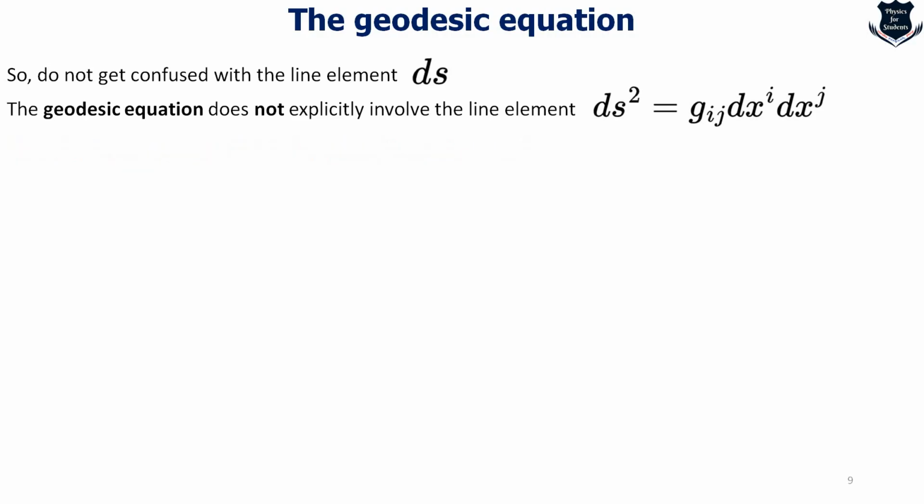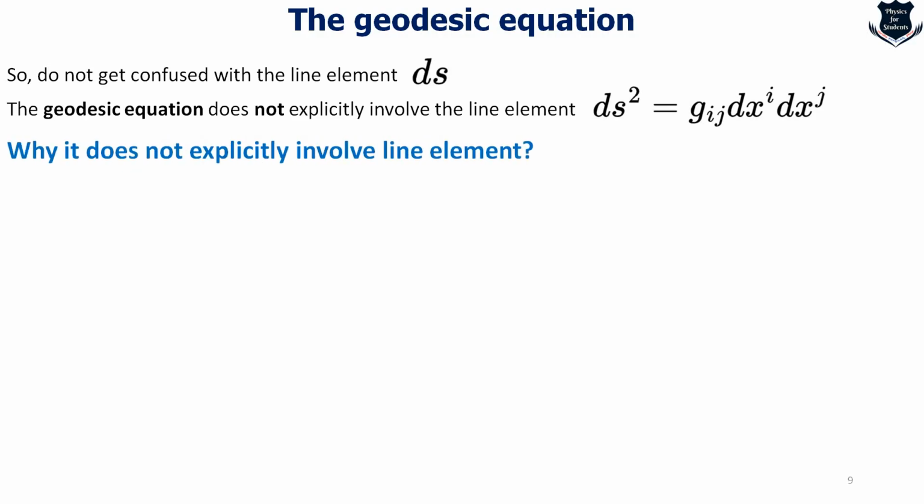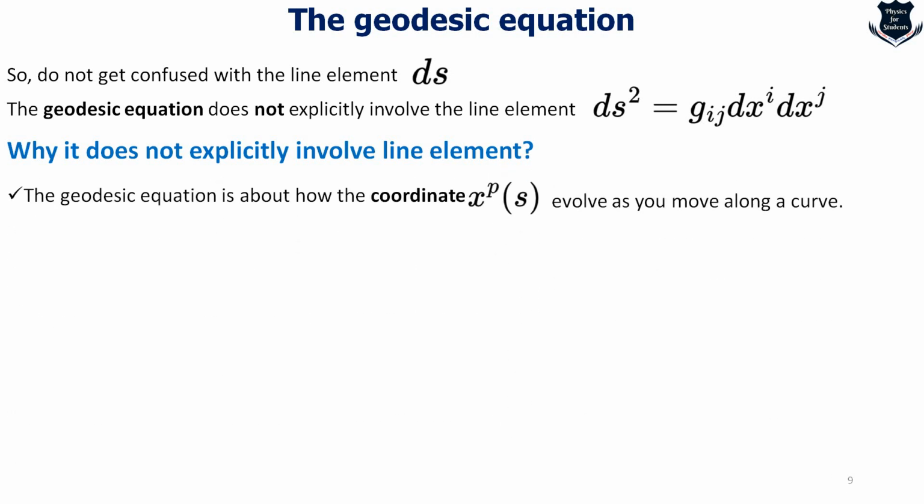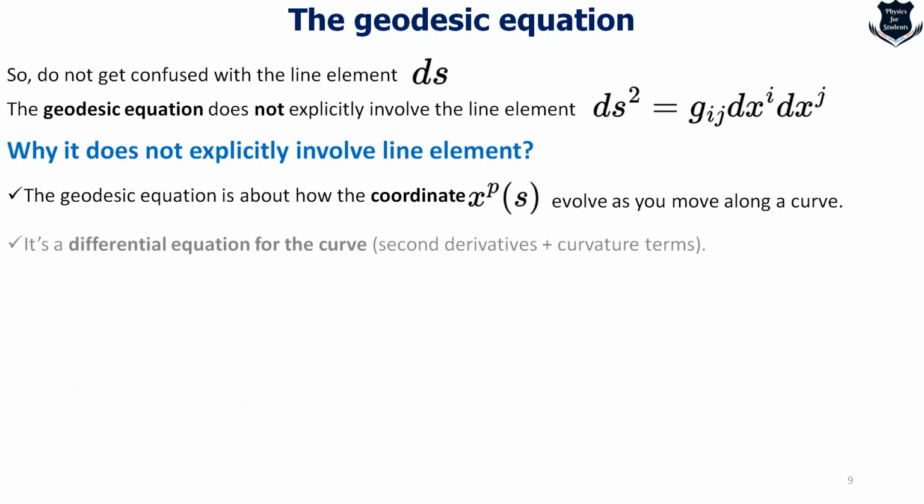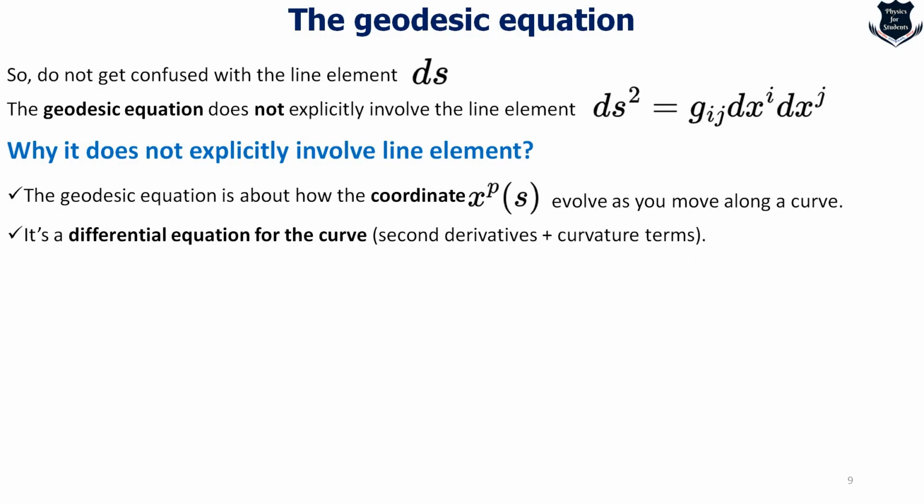Now, you might have a question that why it does not explicitly involve the line element. The reason is that the geodesic equation is all about coordinates. So we use calculus, that means we are using local coordinates which evolve as you move along a curve. It is a differential equation for the curve, that means second derivative plus the curvature terms, and all it needs is nothing but a parameter along the curve, the affine parameter s, and the Christoffel symbols, which themselves are built up from the metric.